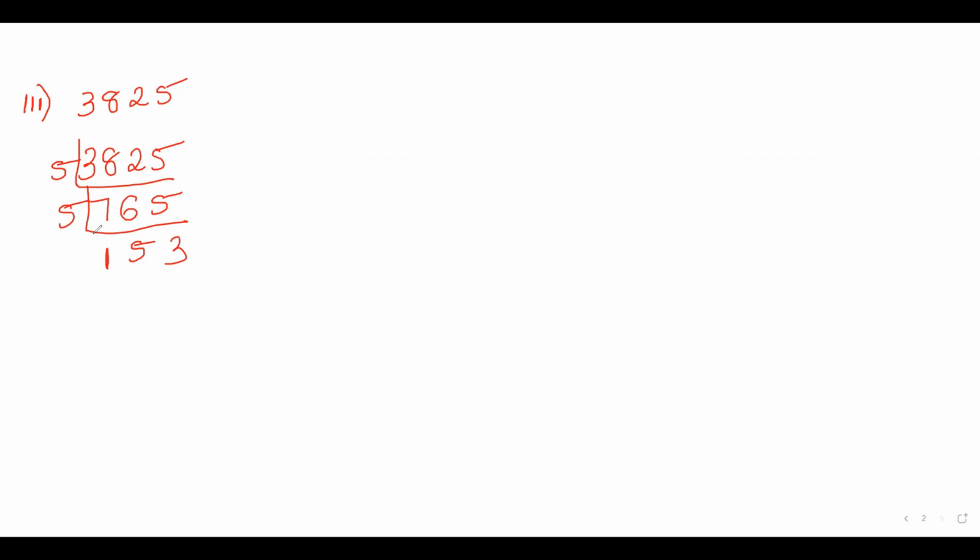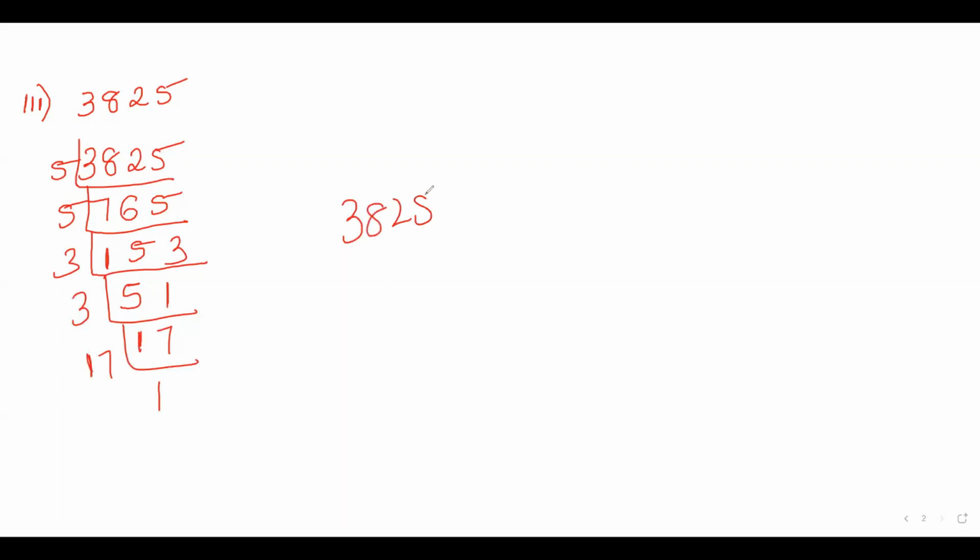Next, 3. How many times 3 will go in this? 51 times. 3 ones are 3, 3 sevens are 21, 17 ones are 17. So 3825 can be written as 3 square into 5 square into 17. Please note down.